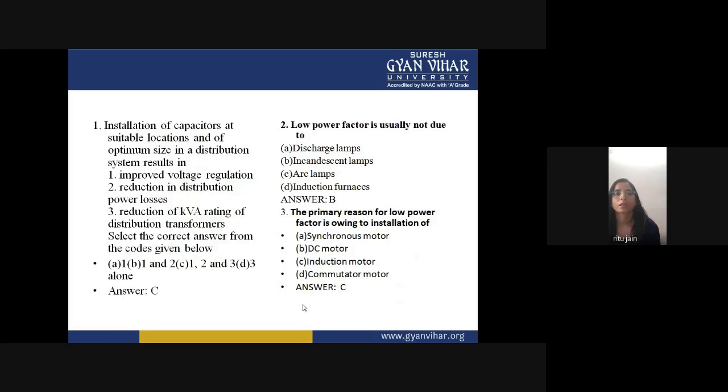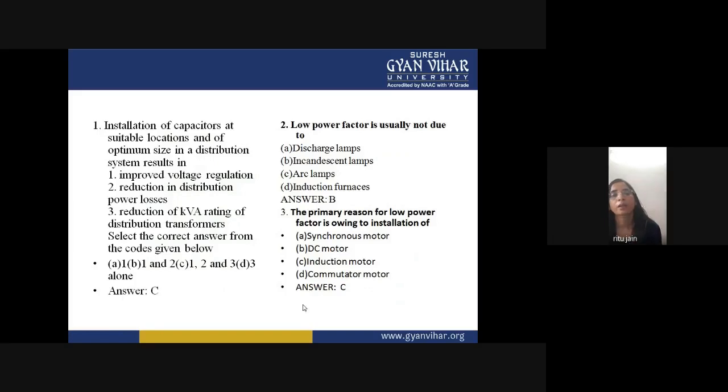If your load is inductive, there will be some power factor, and the power will be P equals VI cos phi, the reactive power will be Q equals VI sin phi, and the apparent power will be S equals VI. Okay.